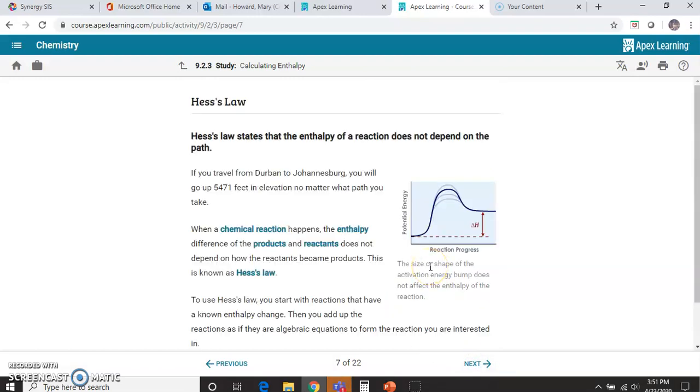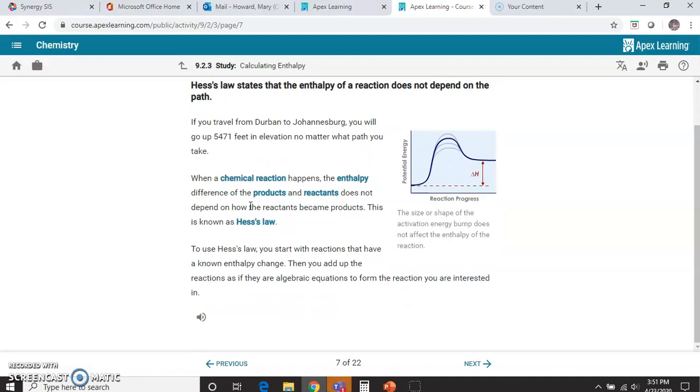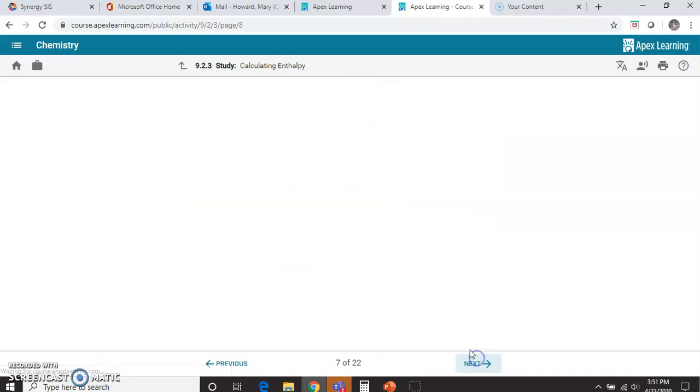So, we have this whole law called Hess's law. It was this person who stated that a reaction does not depend on the path. To use this, we've got to use reactions for which we already know the enthalpy change, the value for it, and then we set it up algebraically to figure out the reaction we're interested in. Now I'm going to show you what's on Apex. I'm going to show you a kind of PowerPoint, or the notes you would be taking in class, a little bit more about it.